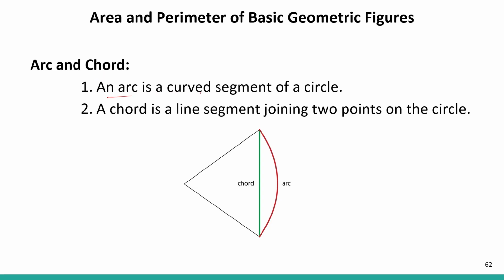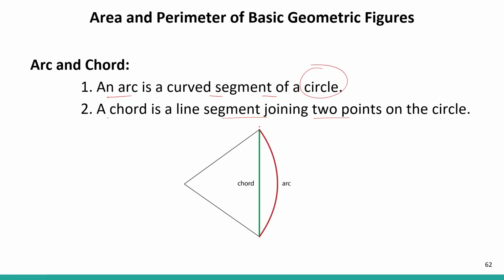So let's try to see what chord and arc are. An arc is a curved segment of a circle. A chord is a line segment joining 2 points on the circle. So here you can see if you complete this, you will get a circle. This part is called an arc, and the line connecting the two endpoints of that arc is called a chord. So a chord is a line segment that joins 2 points in a circle, and an arc is a curved segment of the circle.